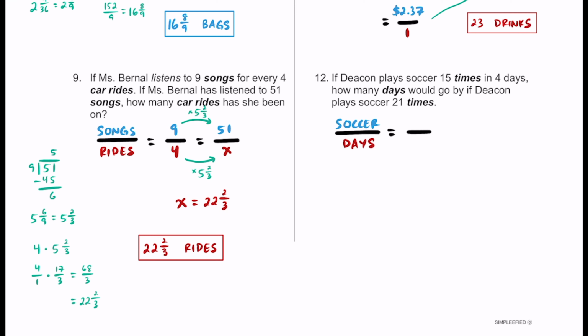So he's going to be playing soccer 15 times, and that's going to be in 4 days. So I'm going to put 4 on bottom, 15 on top. And then we're going to go ahead and say, well, what about if he's playing soccer 21 times? Let's go ahead and put 21 on top with the other soccer, and then put X on bottom because we don't know how many days are going to go by. Now, how is 15 becoming 21?